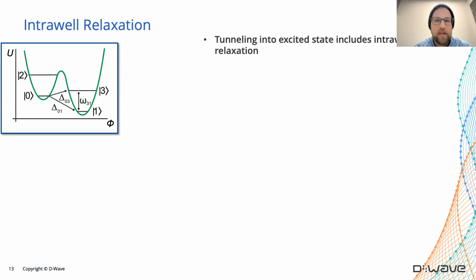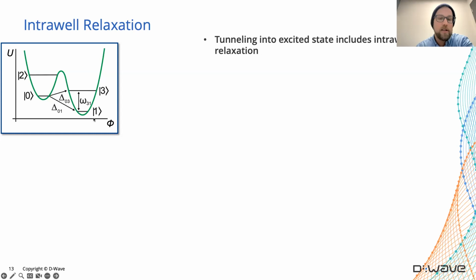And then we thought, okay, so that tells us about low frequency flux noise and high frequency flux noise, but what about charge noise? And so what we started studying was what happens if we don't just tunnel into the ground state of the right well, but if we start tunneling into the excited state. Now, once we tunnel into the excited state, we'll relax back down to the ground state. And this is an intrawell relaxation.